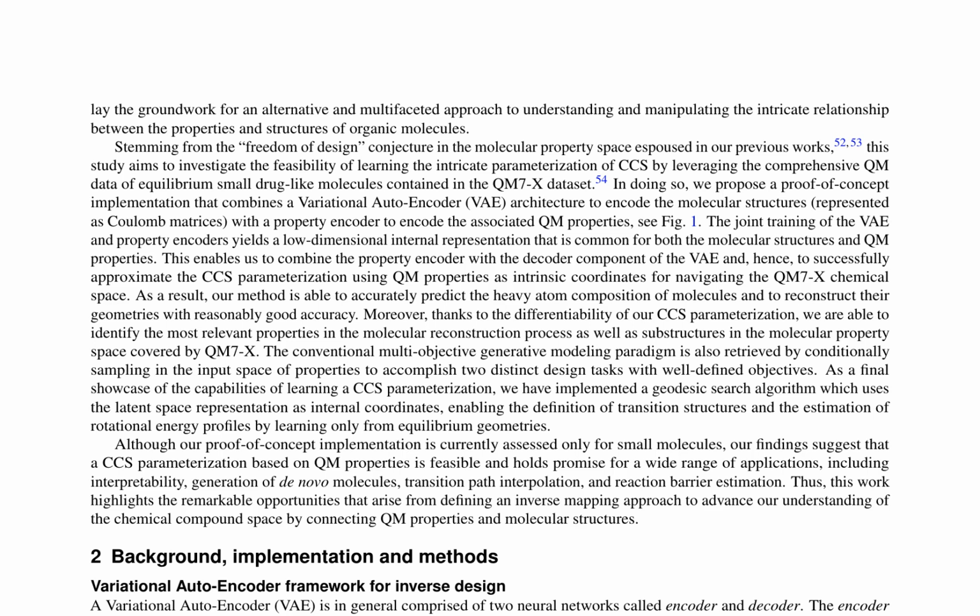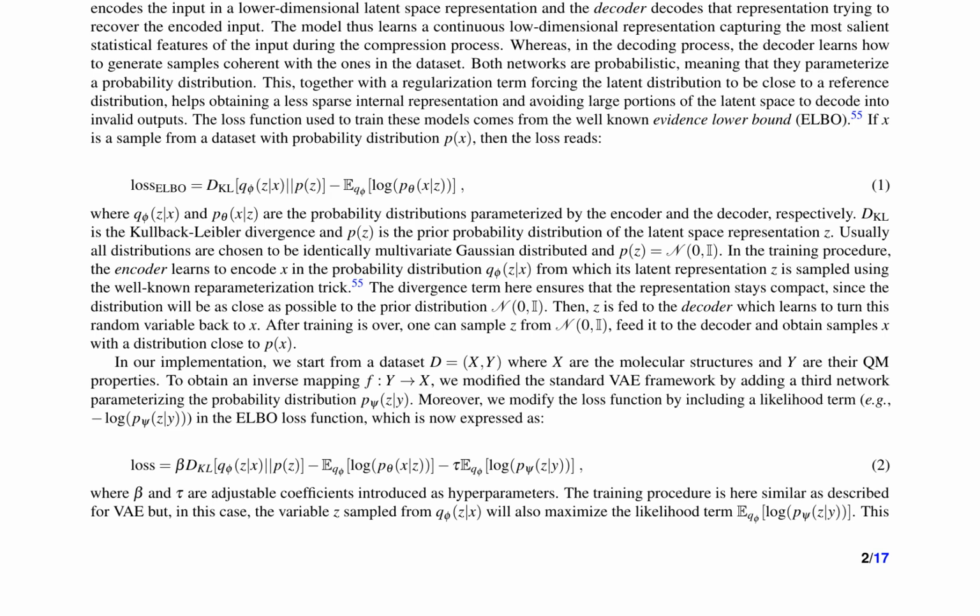The modified VAE framework includes an additional network parameterizing the probability distribution ψ(z, y), where y represents the quantum mechanics properties. The loss function is modified to include a likelihood term, expressed as a combination of the Kullback-Leibler divergence, the negative log likelihood of the decoder, and the likelihood term. The training procedure follows the standard VAE approach, with the variable z sampled from Q_φ(z|x), maximizing the likelihood term. The proposed method accurately predicts the heavy atom composition of molecules and reconstructs their geometries with reasonable accuracy.